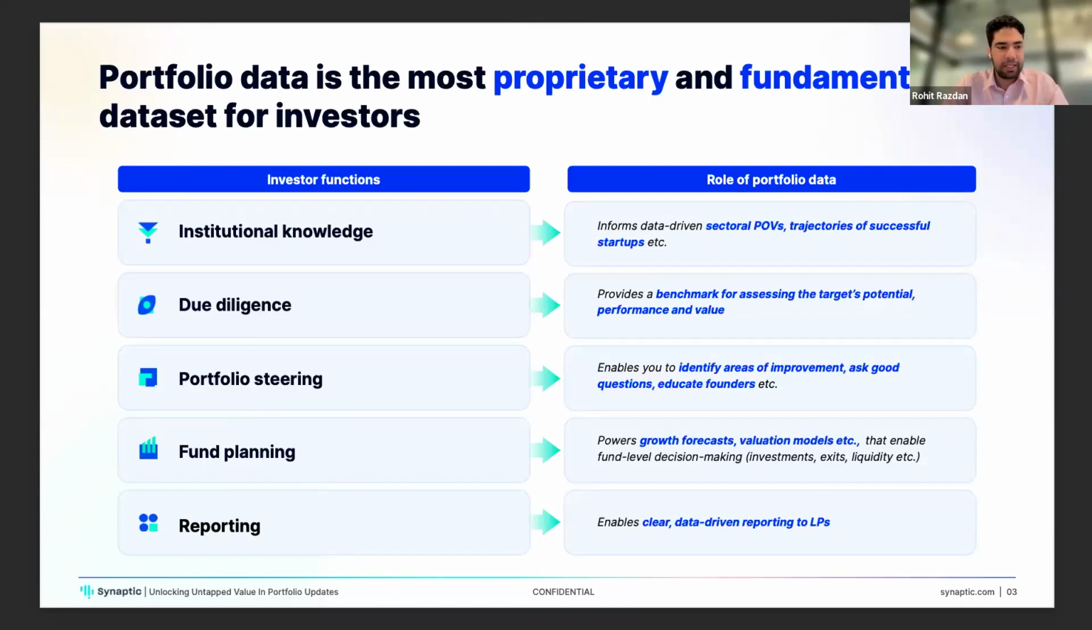When I thought about it, I wanted to dig deeper into that. That got me really excited. And I realized that across different workflows and different responsibilities that an investor has, the pushes and pulls of the job, portfolio data can be really helpful.